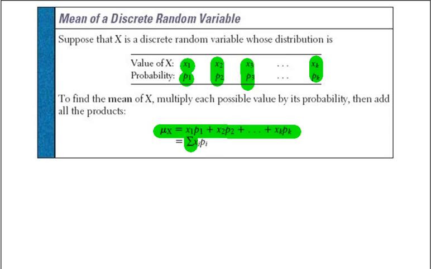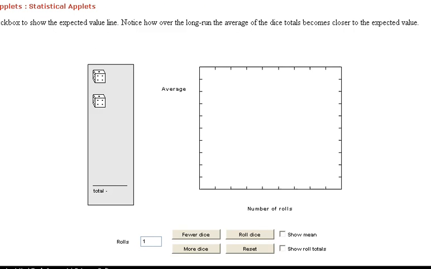So let's take a look at what this really means. I have here a little applet that you can get to on the website for your textbook. And what I'm doing here is I'm rolling 2 dice. When I roll 2 dice, the possible values are everything between 2 and 12. And if I multiplied each of those outcomes by its probability, in other words, the probability of getting 2 is 1 out of 36. The probability of getting 7 is 6 out of 36. So if I multiplied each of those outcomes times its probability and added them up, the mean would be at 7, which is right here.